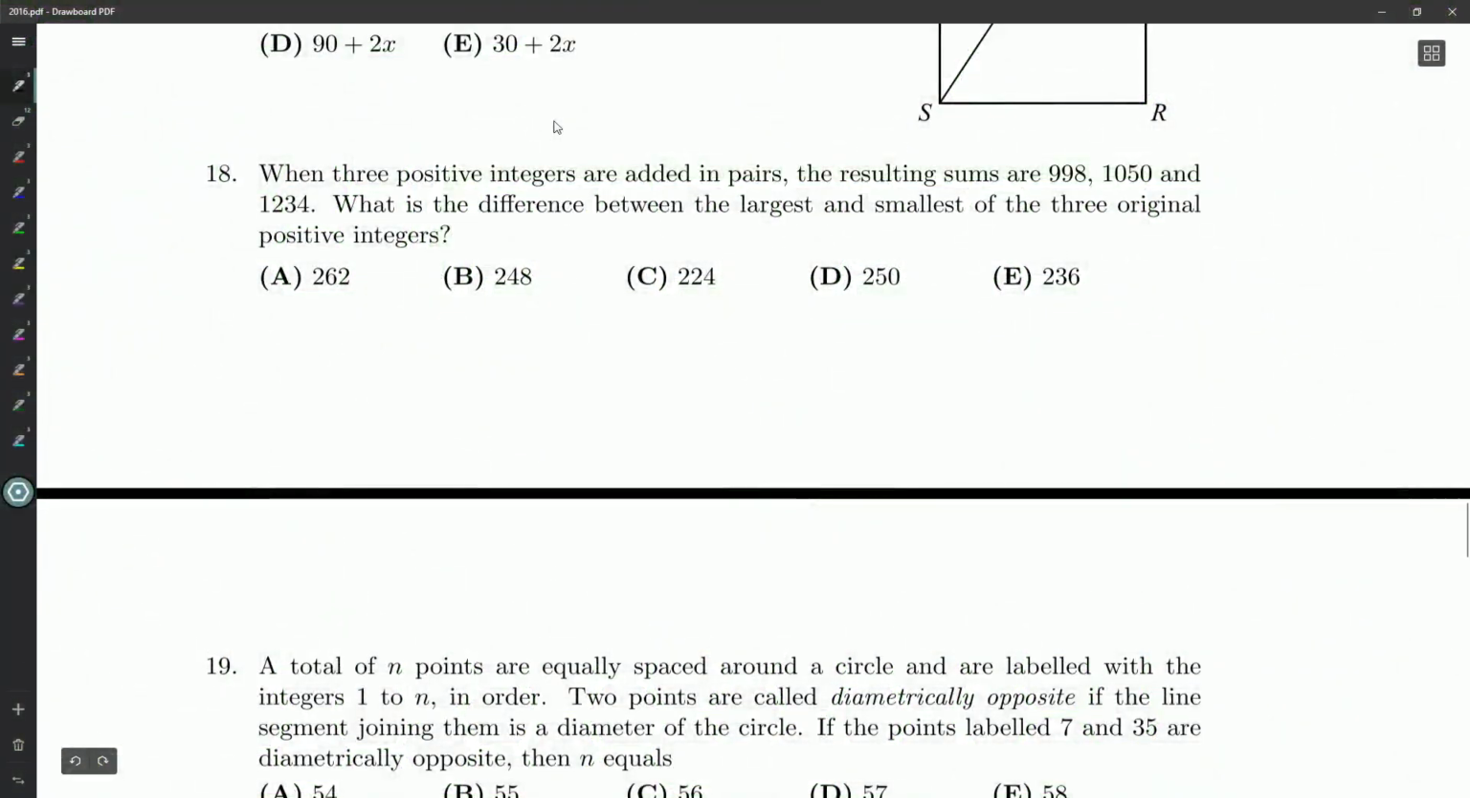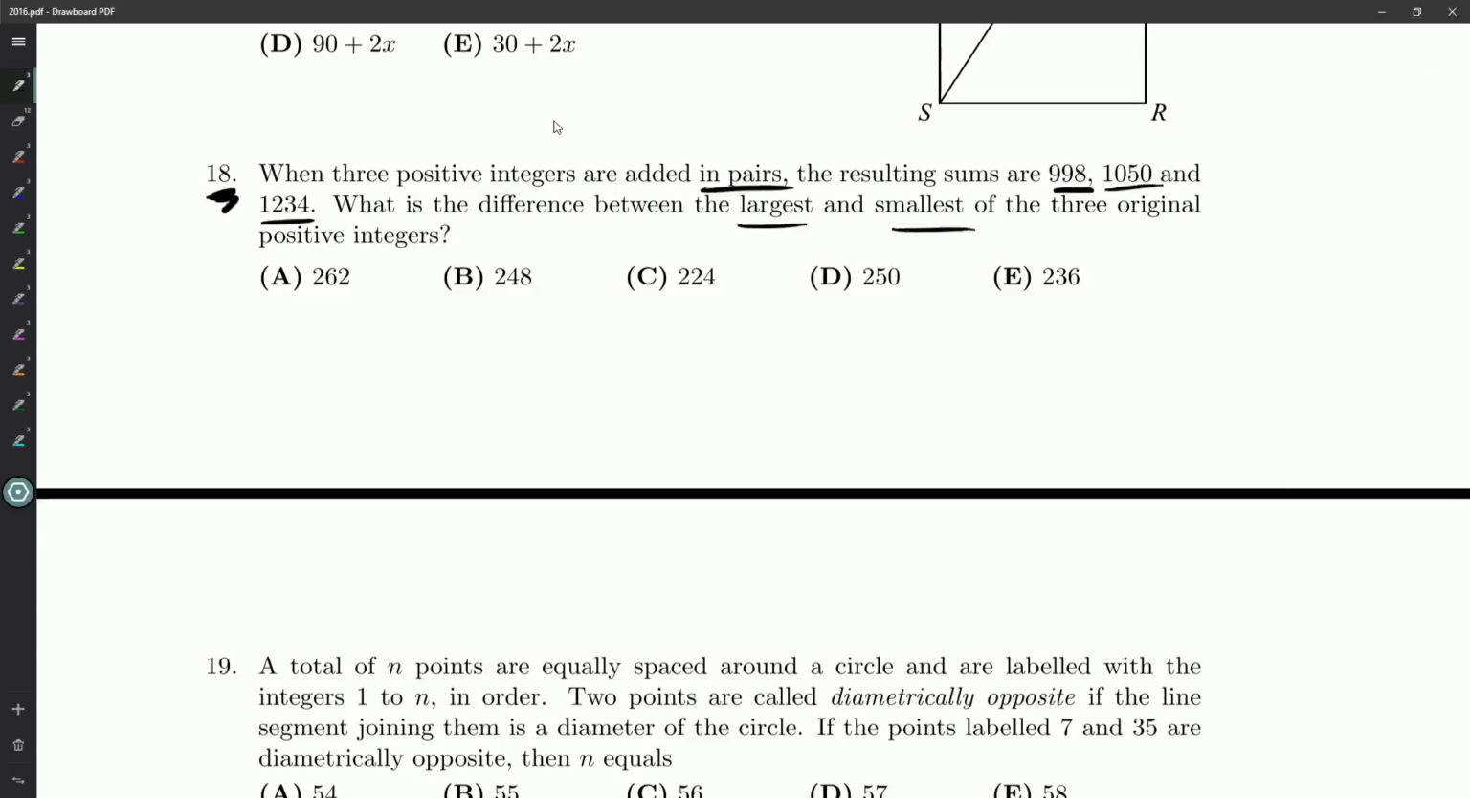We are looking at our 2016 Cayley paper and we are up to question number 18. When three positive integers are added in pairs, the resulting sums are 998, 1050, and 1234. What is the difference between the largest and smallest of the three original positive numbers?